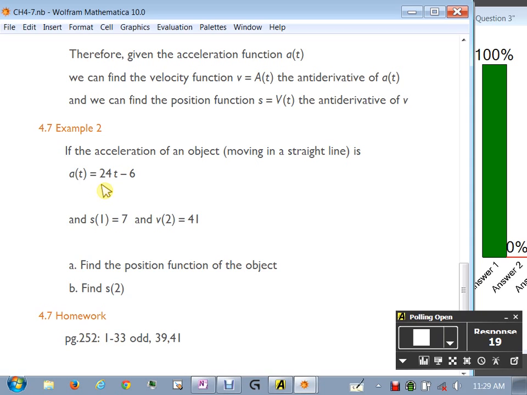The position after 1 second or minute or whatever our unit of time is, 7 feet, miles, whatever our distance measurement is, right? So I'm telling you exactly where the object is at one point in time. And then I'm also telling you what? The velocity at a single point in time. If we have just that information, we should be able to recover everything. All right? Let's see how it works.